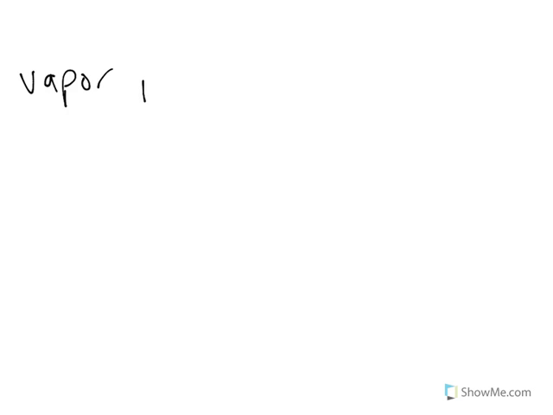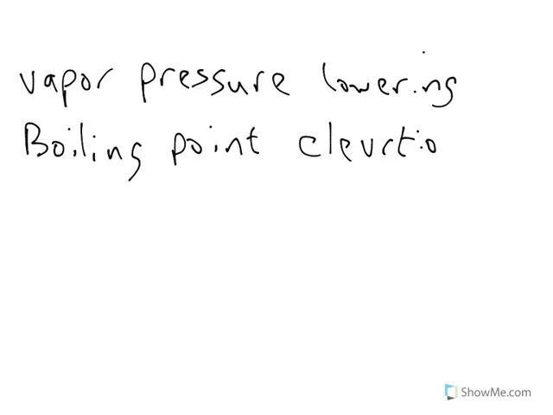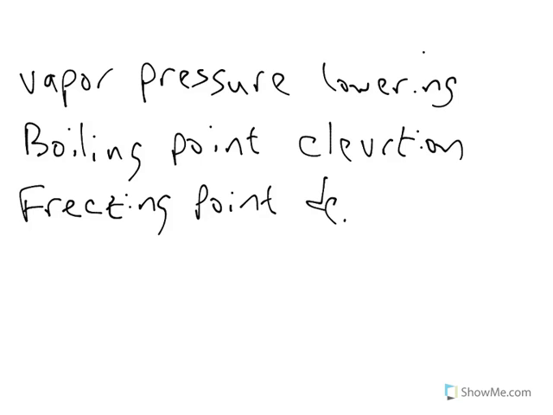The first one is called vapor pressure lowering. The next one we're going to look at is really a consequence of vapor pressure lowering, but it is boiling point elevation. The next one is going in the other direction. We're going to look at freezing point depression. And finally, osmotic pressure.